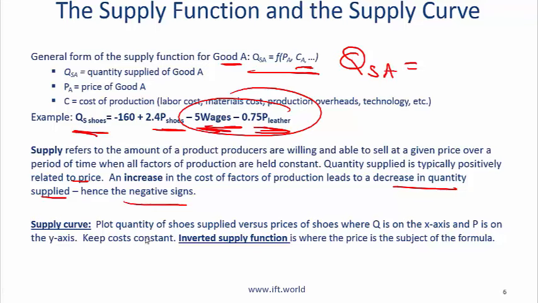Supply curve, here we simply plot the quantity of shoes supplied versus the price of shoes, where quantity is on the x-axis, price is on the y-axis. We keep the costs constant. Inverted supply function is where price is the subject of the formula.